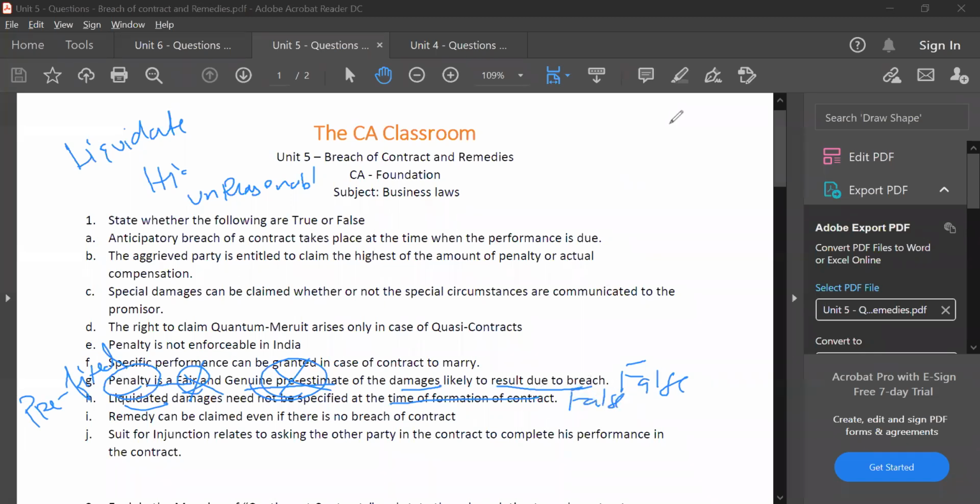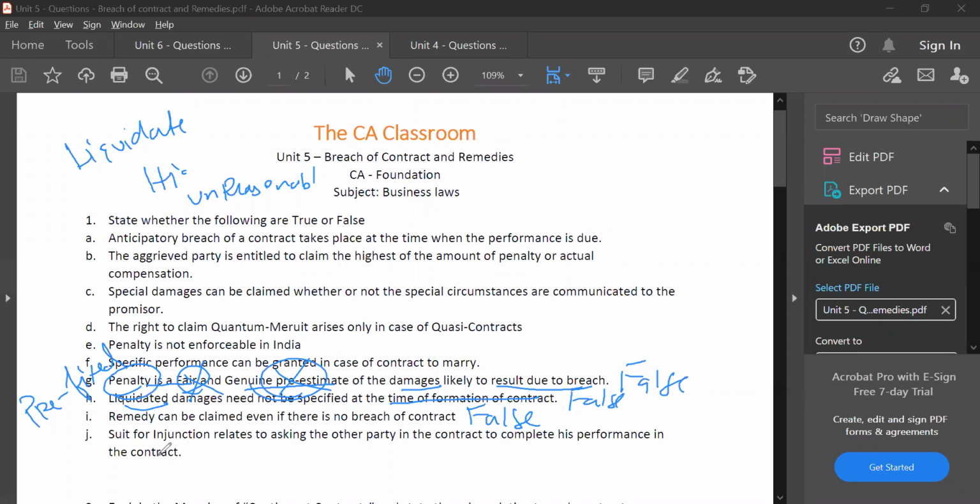Can you read I? Remedy can be claimed even if there is no breach of contract. False. Very simple. Only if you breach a contract, you can claim remedy. If somebody is performing a contract, how can I claim remedy? Therefore, answer is false. Last question. Suit for injunction relates to asking the other party in the contract to complete his performance in the contract. True. Answer, guys.